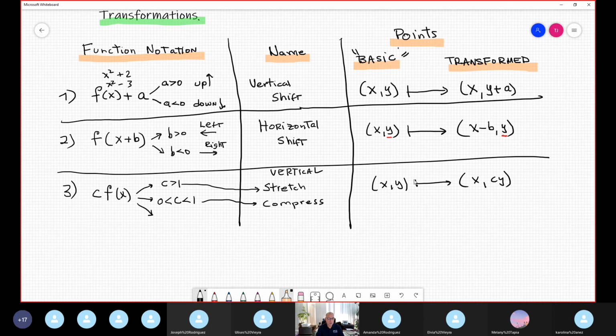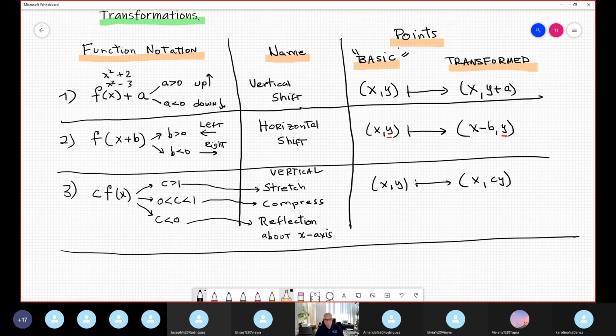Okay. And if C is negative, exactly negative, in general, we have reflection. Reflection, but one special reflection because we have two kinds of reflection, about the x-axis. Okay. This is a little bit more complicated, but it's no big deal.